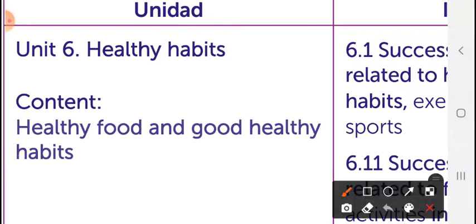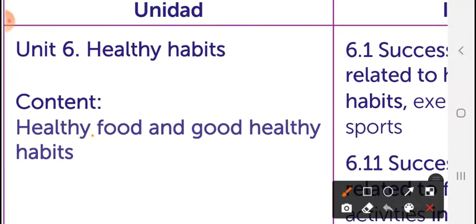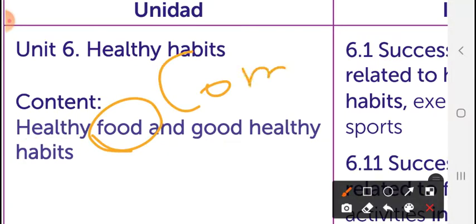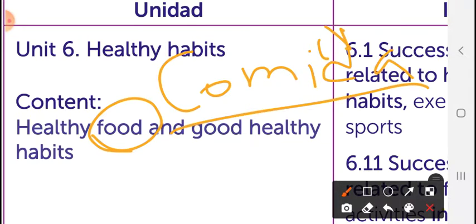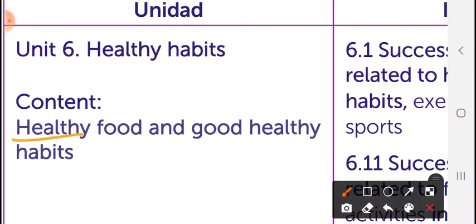Before that, I would like to show you this word. Healthy in Spanish means saludable. Yes, that's healthy. Okay, healthy. And food, you know what it means in English. Okay, that's food in English. So you say healthy to say that something is saludable.